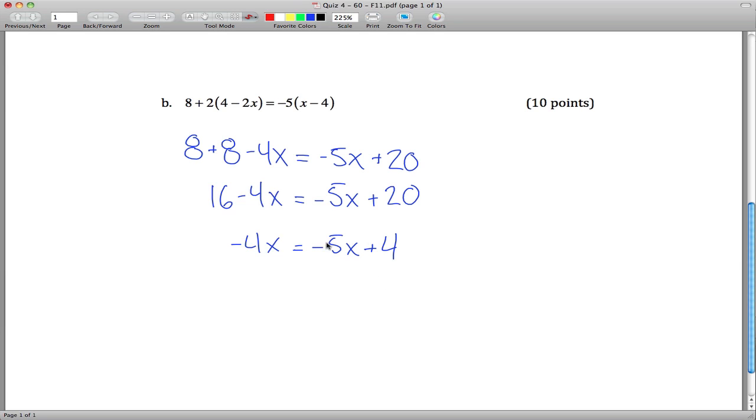We're still not there yet, but if we add 5x to both sides, it'll get rid of this 5x over here, and over here we'll have negative 4x plus 5x, which is just 1x or x, and it's equal to 4. So this right here is the final answer, and that is the end of the quiz.